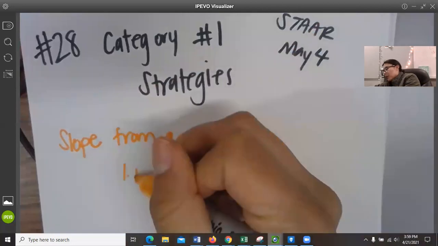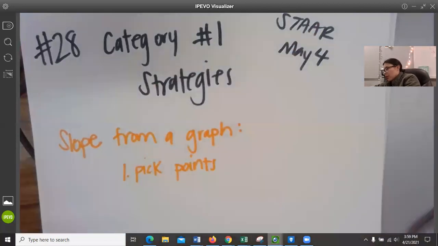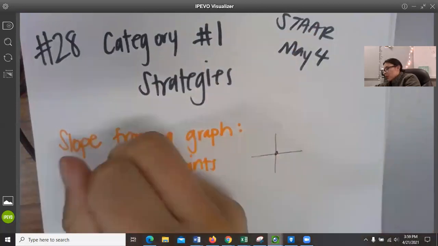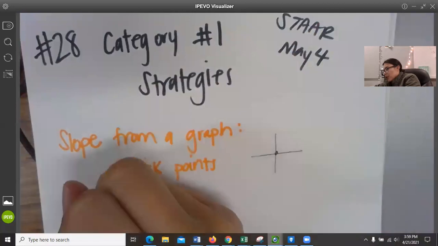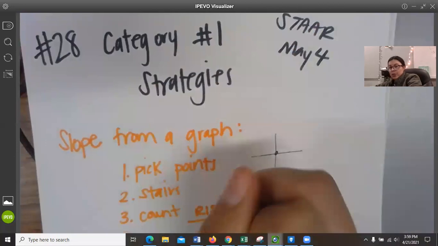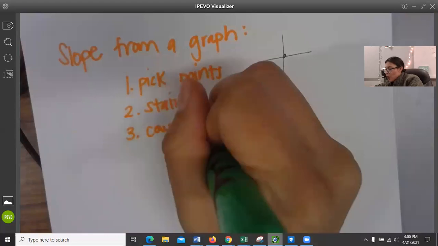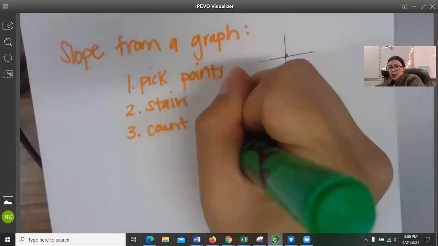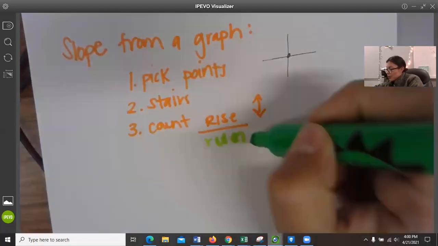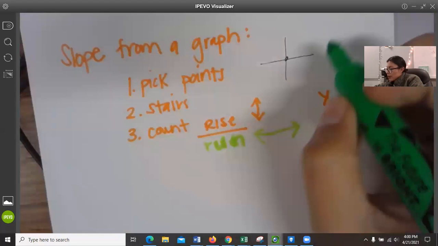You're going to pick 2 points. The points have to go through the cross. So they have to go through like this cross. They have to go perfectly through the cross. That way you can count them. After you pick 2 points, you're going to draw the stairs, and then you're going to count. And you're going to do rise over the run. That's your slope. You're going to count how many it's going up and down over how many it's running. Okay, that's the change of y over the change of x.